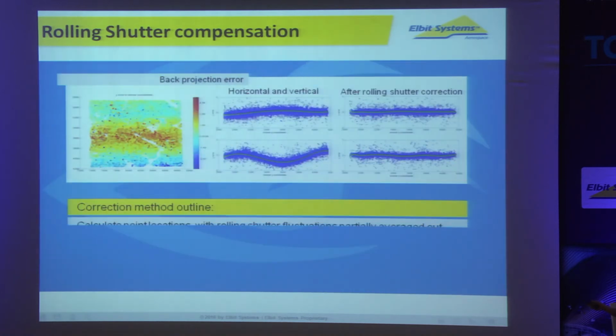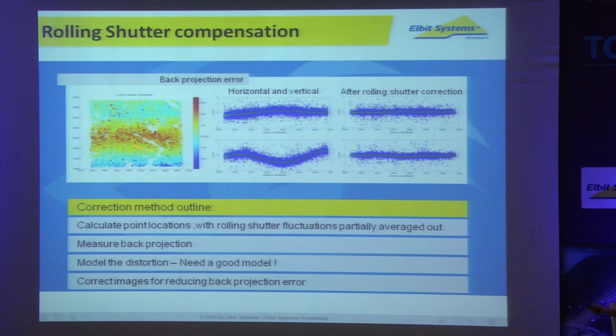So what we do, we take all those back projection errors and map them onto the image according to the location. We can see our wavy effect right here. And this is the effect we want to cancel out. And we can do this if we have a good parametric model.